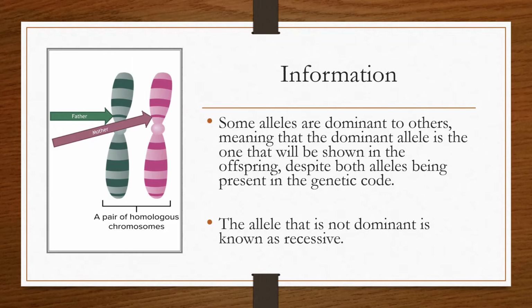So for example, if black hair is dominant to white hair, let's say the father gives you the allele for black hair, the mother gives you the allele for white hair, you'll still have inside you both the mother's allele with the white hair and the dad's allele with the black hair, but the only color hair you're going to have is black. So that's how dominant and recessive alleles relate to one another.